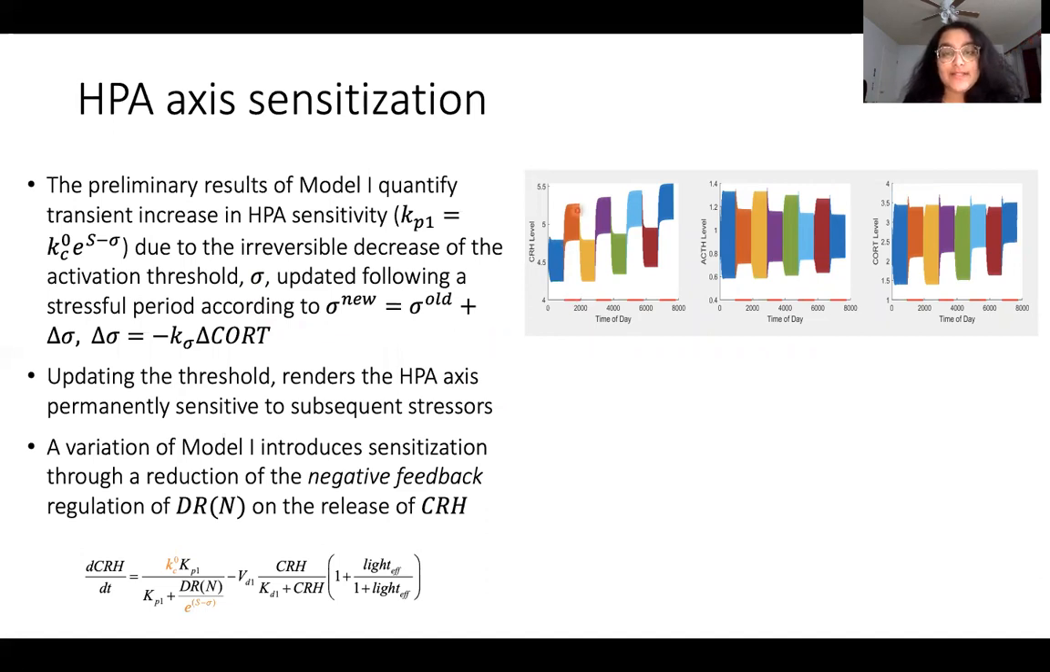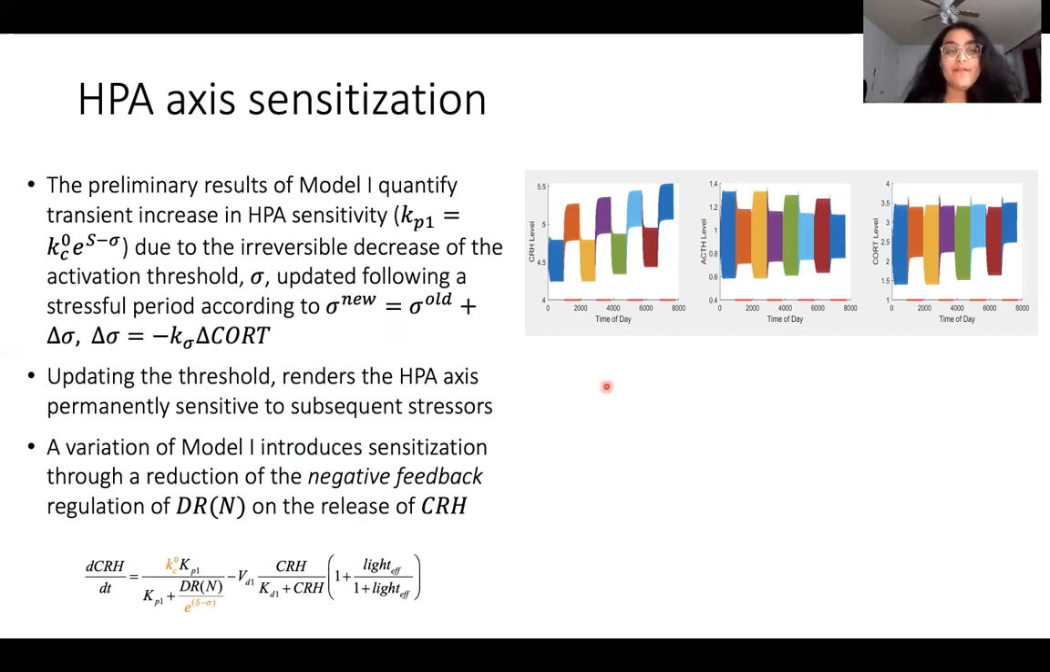And so every time we stress the system, we've been seeing that CRH levels are consistently increasing. Similarly with CORT, we're seeing consistent spikes in secretion. And we see permanent changes in ACTH levels as well. And so updating the threshold renders the HPA axis permanently and increasingly sensitive to subsequent stressors, and we see a decline of this threshold value of sigma.